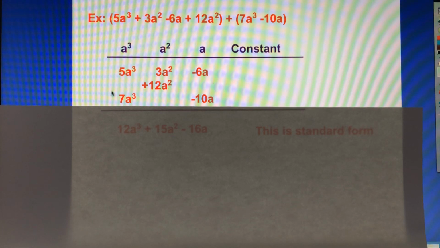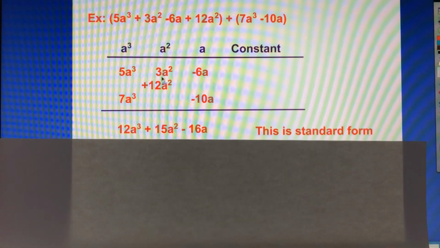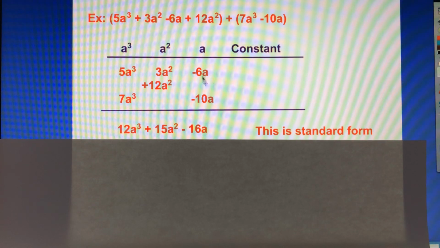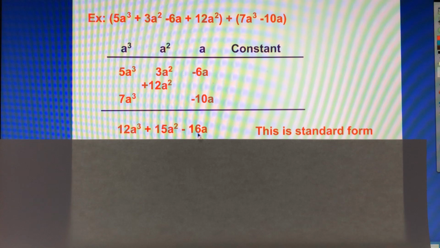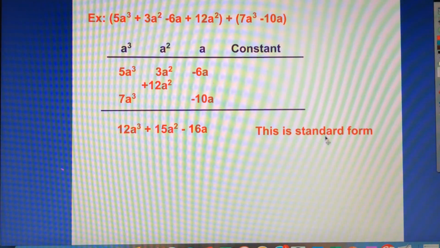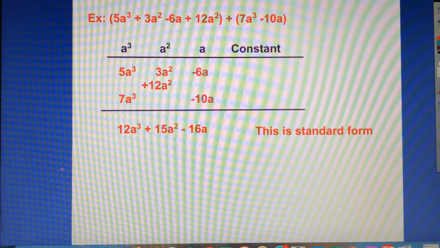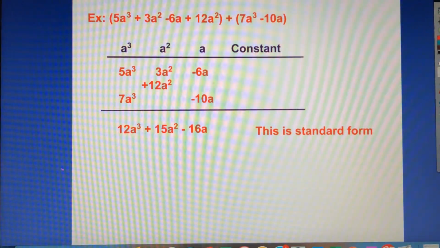Now all I have to do is add the columns. 5 plus 7, 3 and 12, negative 6, negative 10, negative 16, sorry. Now it is also automatically in standard form. So you don't have to worry about rearranging the terms when you use the vertical column method.